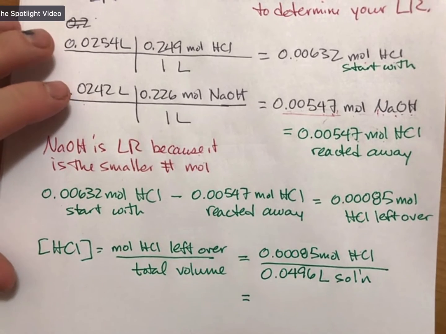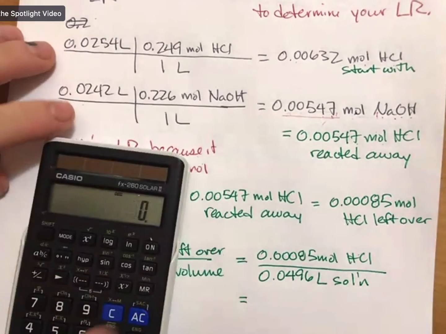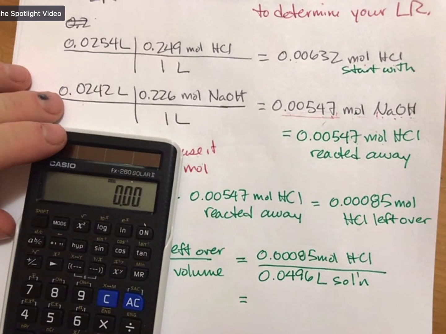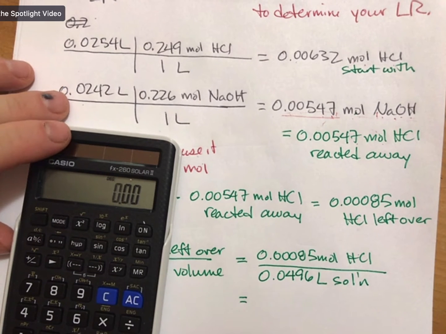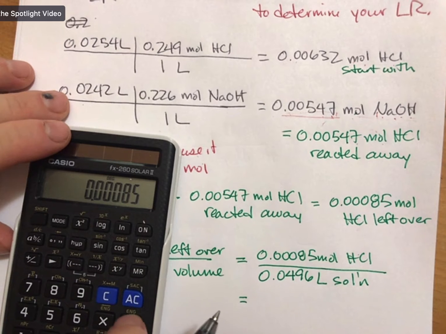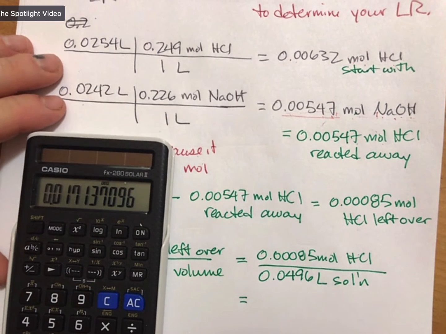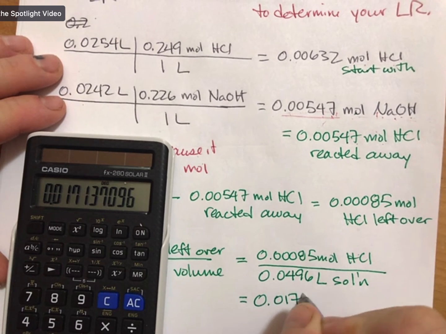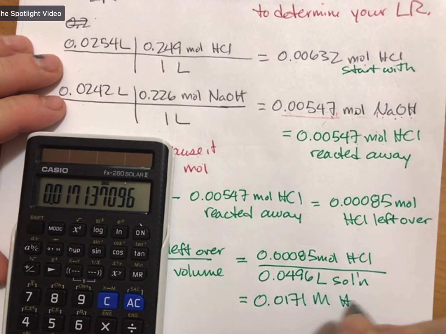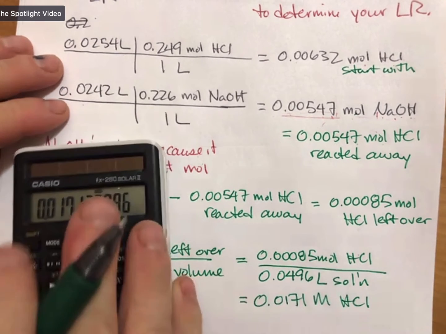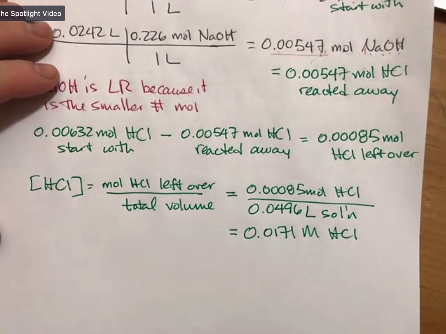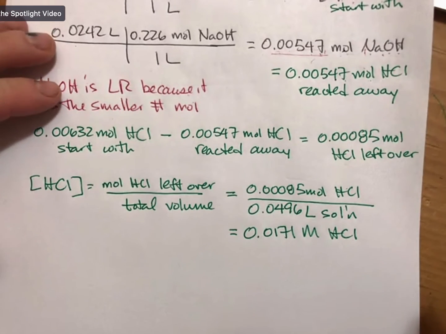And my concentration of my HCl is 0.00085 divided by 0.0496. Let's try it: 0.0171 molar HCl solution. And from here, I know we still haven't gotten to pH, and this has been a very long problem, and we will work a number of these.